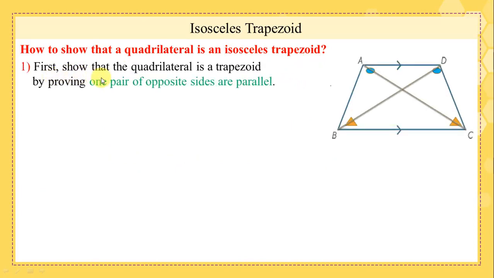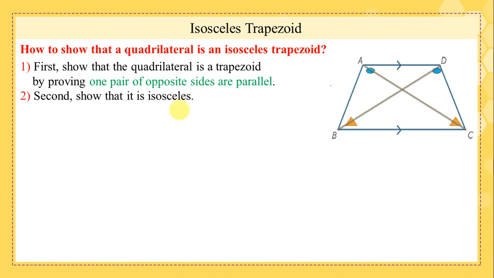How to show that a quadrilateral is an isosceles trapezoid? First, show that the quadrilateral is a trapezoid by proving one pair of opposite sides are parallel. How to show that a quadrilateral is a trapezoid? If we just prove one pair of opposite sides are parallel. So here if we prove AD is parallel to BC, then this is a trapezoid.